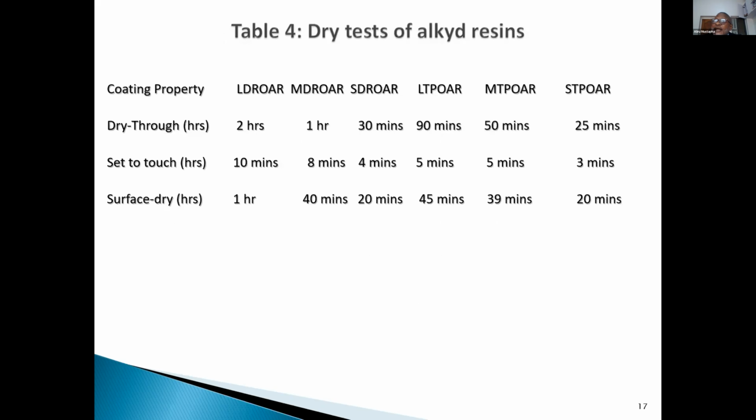In Table 4, we did drying tests of the Alkyd resins. That is, we look at the coating properties: dry through, set to touch, and surface dry, at different times immediately after the Alkyd resin is produced. We expose them to atmospheric air and observe. The dry through is when the film is at the instant that the film wants to set in. For the long Regia oil Alkyd resin, the dry through is 2 hours.